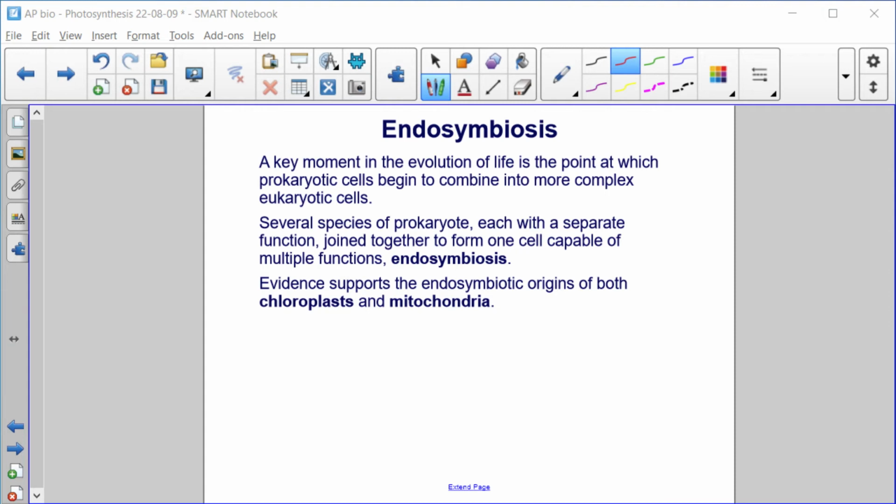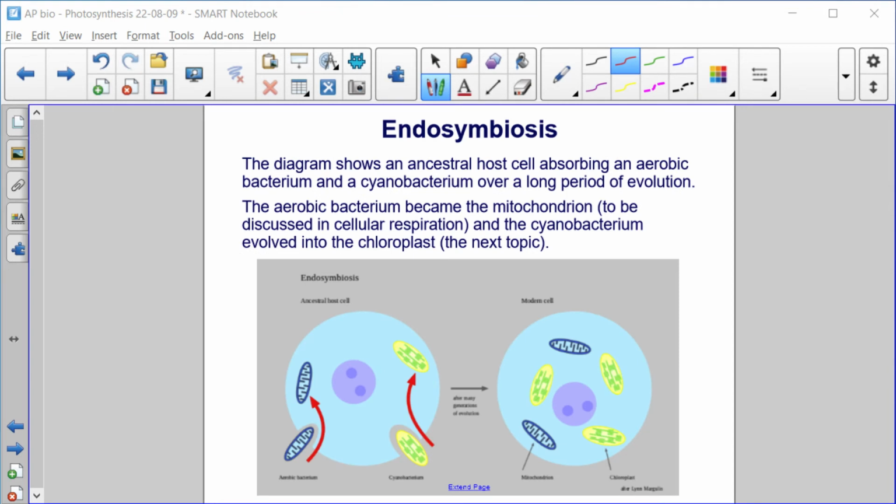Evidence supports the endosymbiotic origins of both chloroplasts and mitochondria. The diagram shows an ancestral host cell absorbing an aerobic bacterium and a cyanobacterium over a long period of evolution. You can see the aerobic bacterium, the cyanobacterium. The aerobic bacterium became the mitochondrion, to be discussed in cellular respiration, and the cyanobacterium evolved into the chloroplast, which will be our next topic.